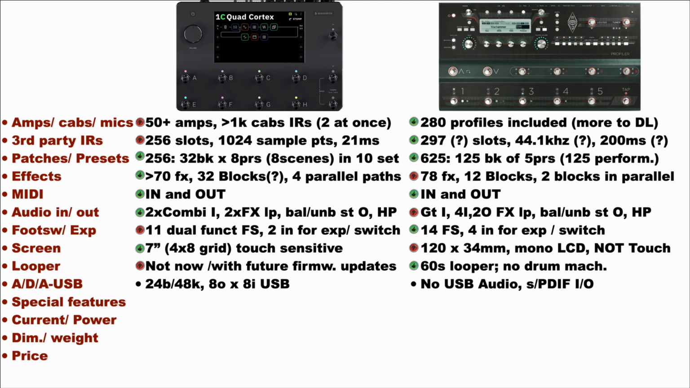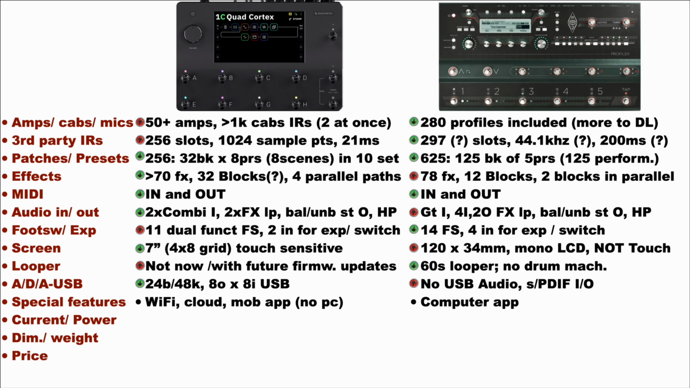As regards AD/DA conversion and USB capabilities, the Quad Cortex has 24 bit at 48 kHz converters and 18 in and out USB channels. I was not able to find the technical characteristics of the Kemper converters other than it has 108 dB of dynamic range. Furthermore, the Kemper cannot serve as an audio interface, but can be connected to your audio interface only via SPDIF. Therefore, in my opinion, the Quad Cortex is better here. And it is a kind of a bummer that the Kemper cannot serve as an audio interface, honestly.